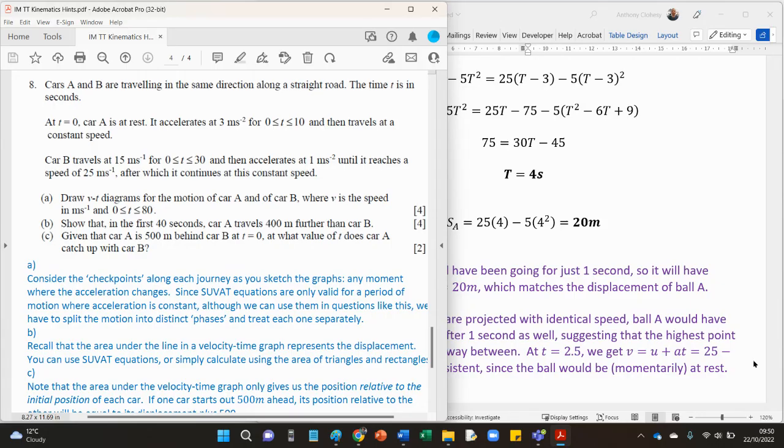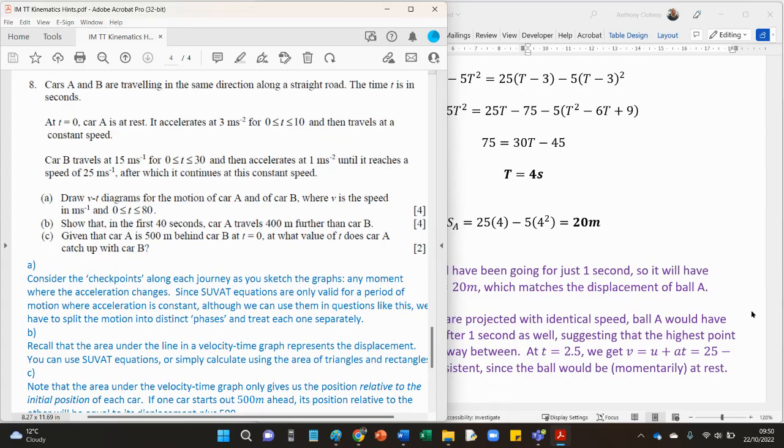Car B does something a bit different. It's already traveling at 15 meters per second, about 30 miles an hour, throughout the first 30 seconds, and then it accelerates at 1 meter per second squared until it reaches a speed of 25, after which it continues at a constant speed. A good method for creating a velocity time diagram is to find checkpoints along the way.